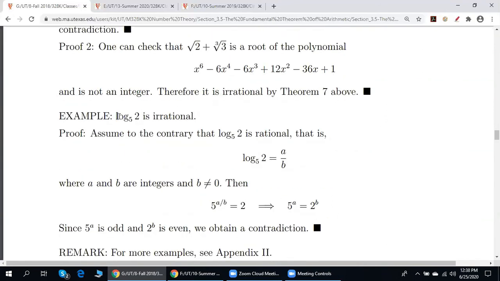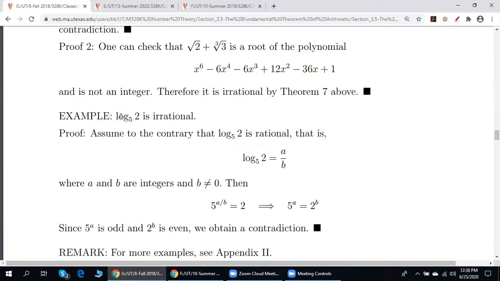Lastly, it is fundamentally impossible to use Theorem 7 in order to prove that this number is irrational, because one can show that this number is not a root of a polynomial with integer coefficients at all. In other words, one can show that this number is transcendental.